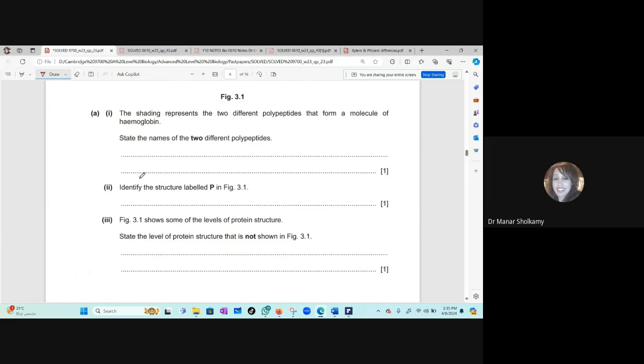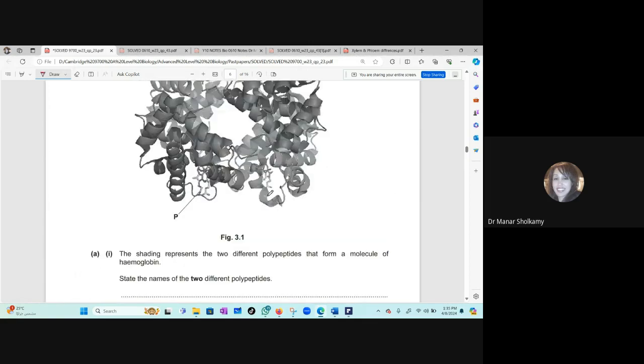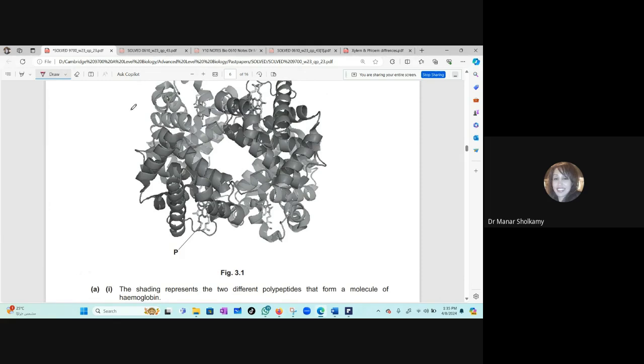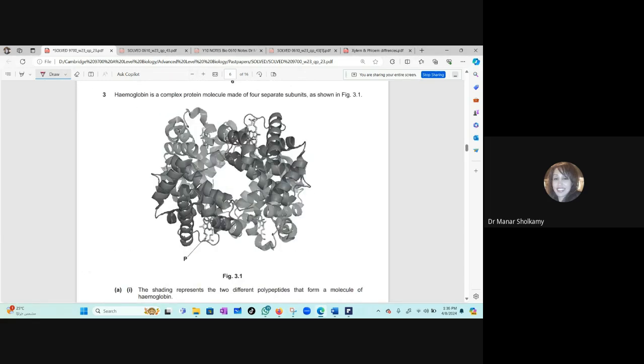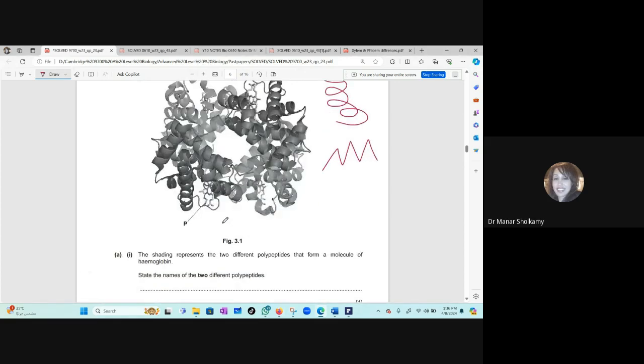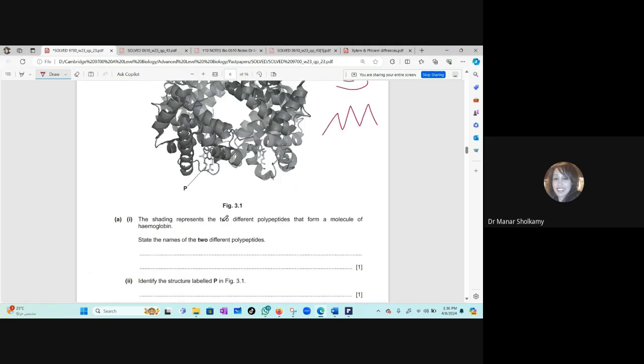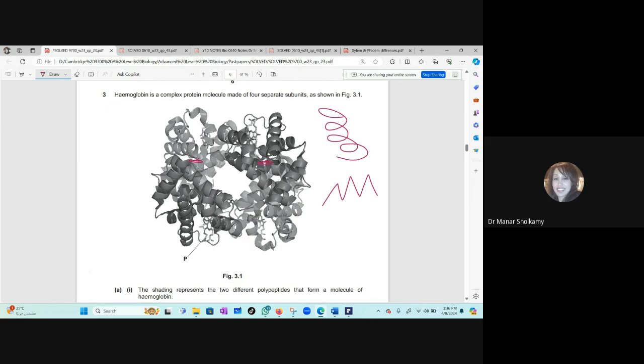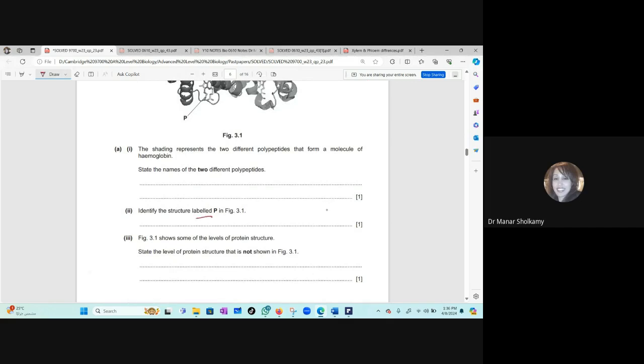Identify the structure labeled P in the figure. Now, again, this is confusing. Is this one of the polypeptide chains? The polypeptide chains are either alpha or beta. It's not. So what is it? What is present in the hemoglobin that is not an amino acid, that is not a protein? It's in the center here. You have 4 of them. Iron core. Yes, it is the heme group. It is the heme group or the iron group that holds the oxygen in the hemoglobin.